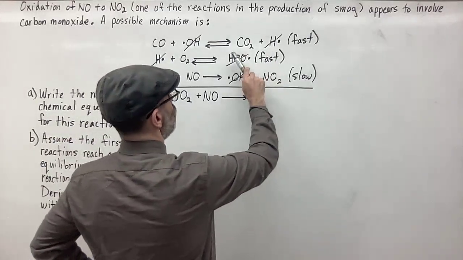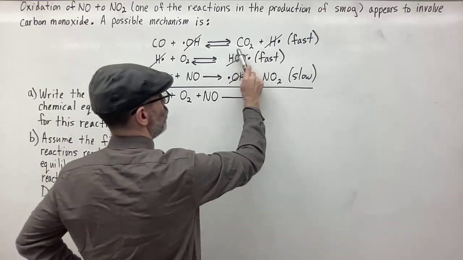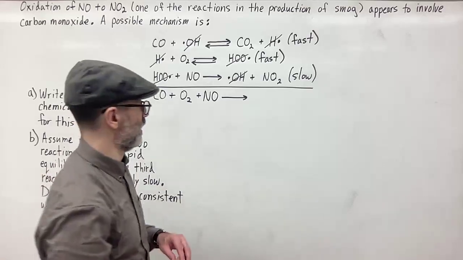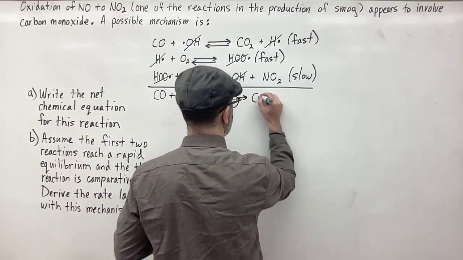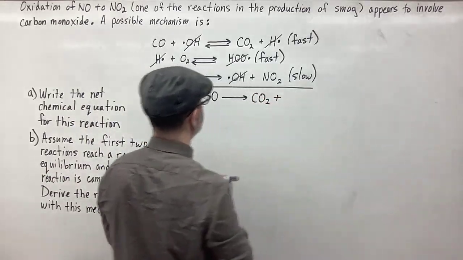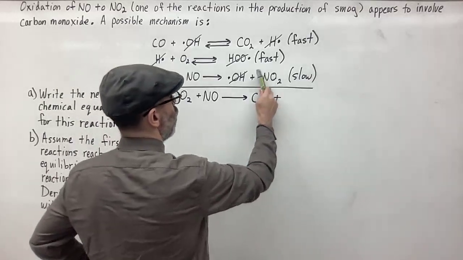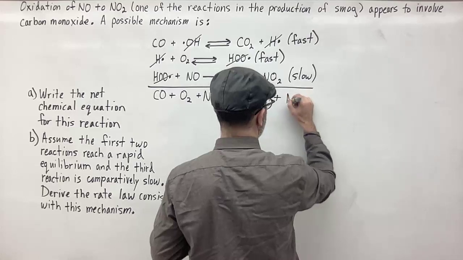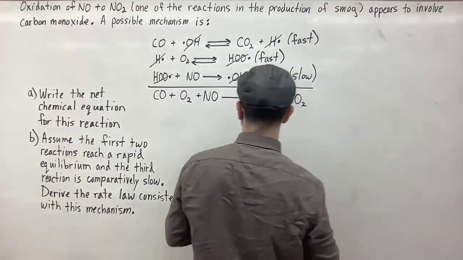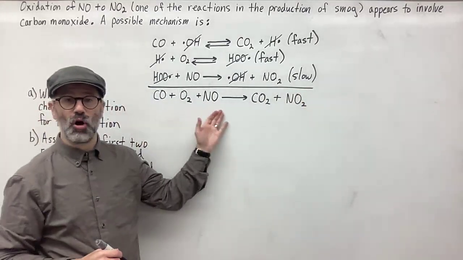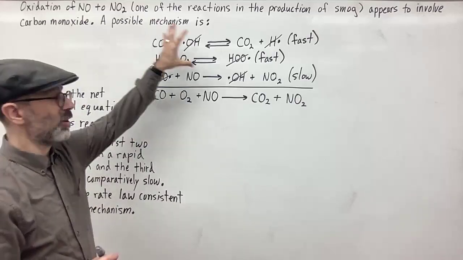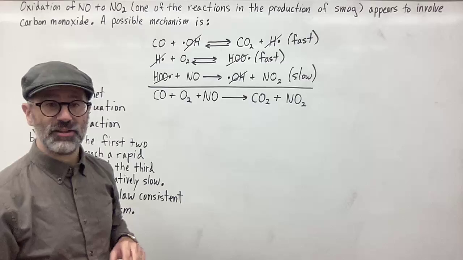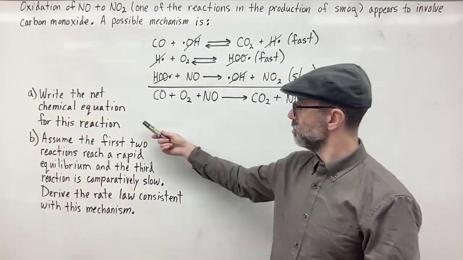Now, for the products, we have CO2 as a product, but over here we don't have CO2 as a reactant, so that's not going to cancel out. So that's going to be a product, CO2 plus, and we have NO2, and NO2 does not cancel out, so NO2 is going to be a product. So that, ladies and gentlemen, is the overall reaction from the mechanism. So all of these add up to give us this. So that's the answer to part A.